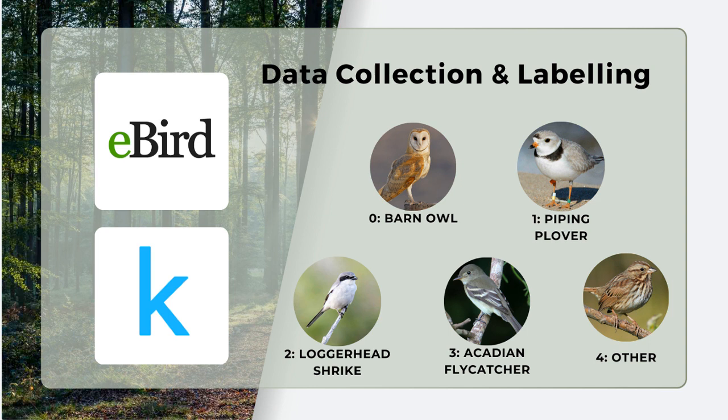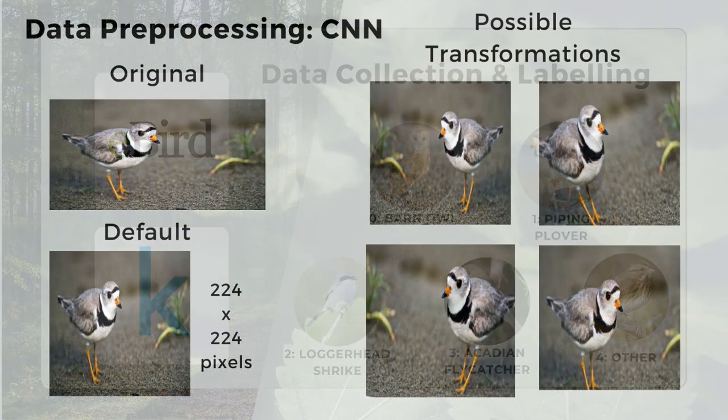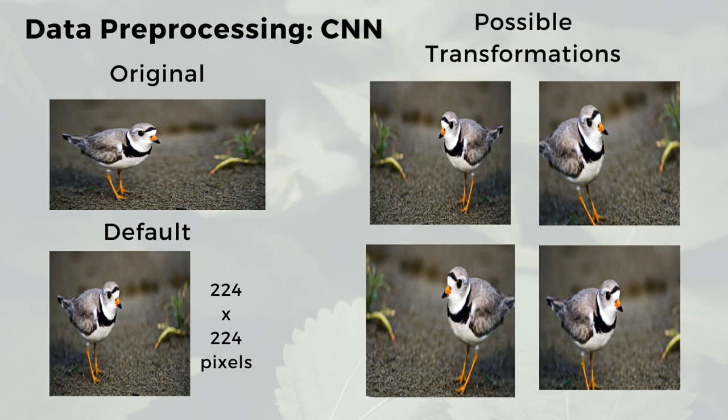Then the labels 0, 1, 2, 3, and 4 were assigned to the categories of barn owl, piping plover, loggerhead shrike, Acadian flycatcher, and other, respectively. Before training the model with the data, each image went through pre-processing to increase the diversity of our dataset, exposing the model to a wider range of possible real-world scenarios.